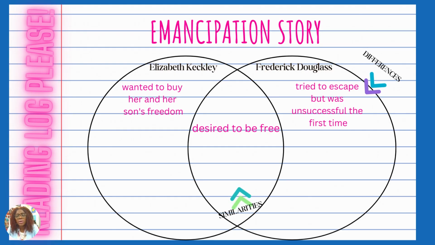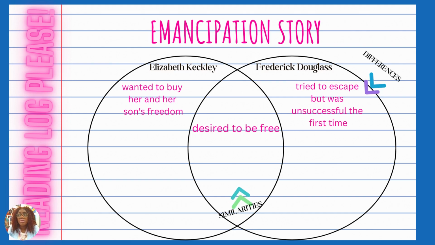All right. So the first thing you're going to do is open your reading log and create a new page. I want you to create a Venn diagram that looks like this one. Feel free to write my answers on yours, but you have to add at least 2 to 3 more ideas in each section. So we know that we're looking at the emancipation story for Elizabeth Keckley and Frederick Douglass. Notice on the outsides of the Venn diagram, you are indicating the differences. And in the center where the circles overlap, you are indicating the similarities.